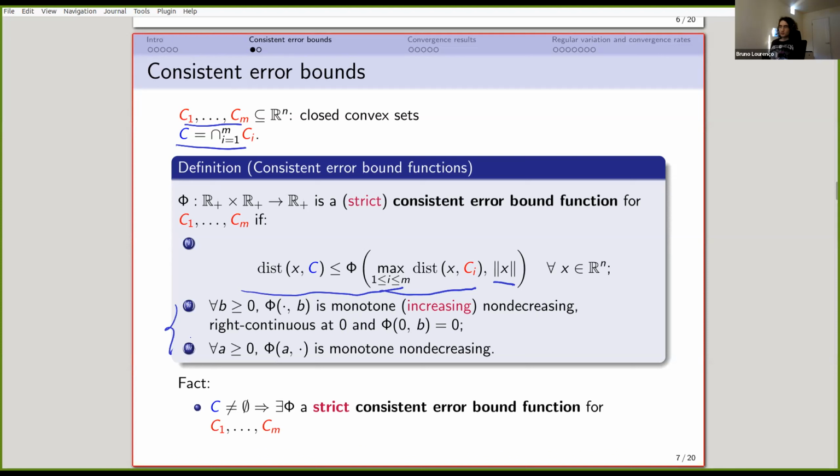And a curious fact is that as long as your intersection is not empty, you are ensured that there exists at least one strict consistent error bound function for your sets. So in principle, no matter how strange your intersection is, you can always find at least one strict consistent error bound function for your pair of sets.